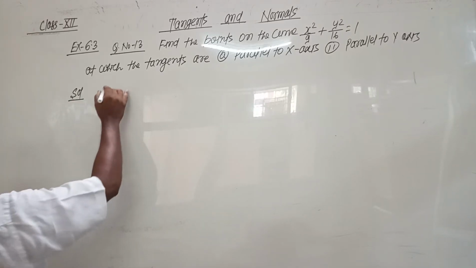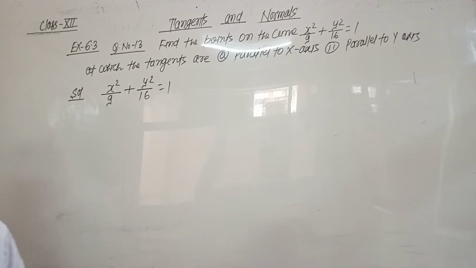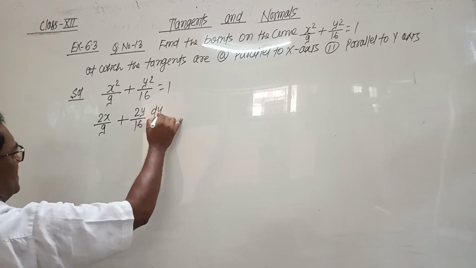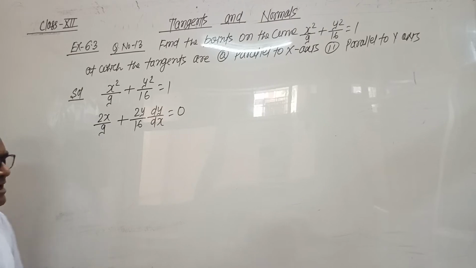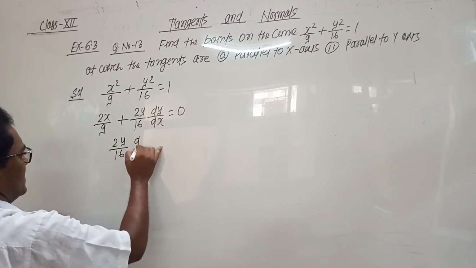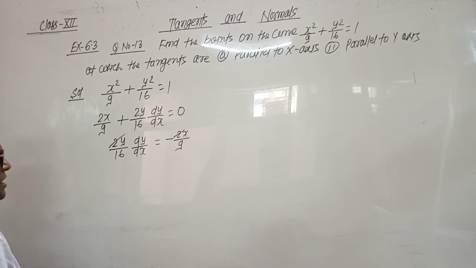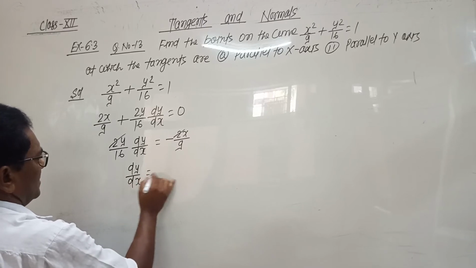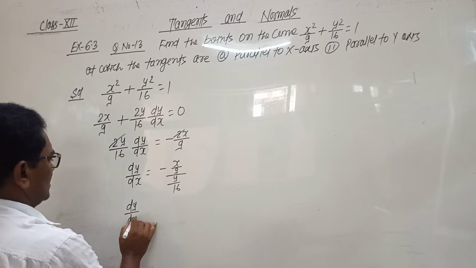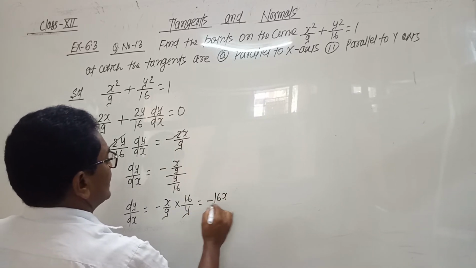So firstly, we differentiate the curve x square by 9 plus y square by 16 equals to 1. We differentiate with respect to x, 2x by 9 plus 2y by 16 dy by dx, and differentiation of 1 comes to be 0. Then find the value of dy by dx. So 2y by 16 dy by dx equals to minus 2x by 9. 2 and 2 gets cancelled and dy by dx comes to be minus x by 9 upon y by 16, which is dy by dx equals to minus x by 9 into 16 by y. It means minus 16x upon 9y.